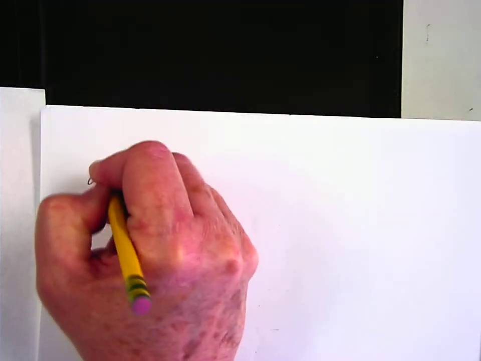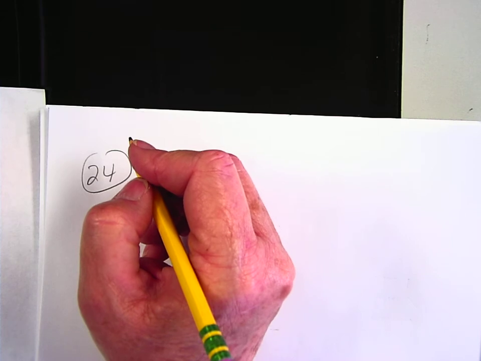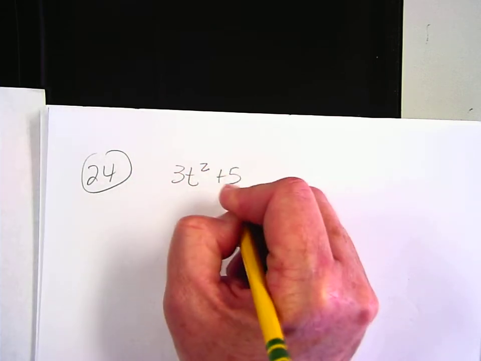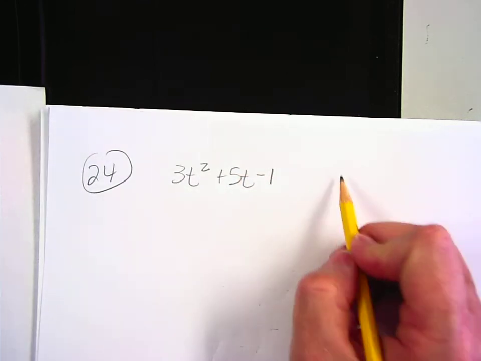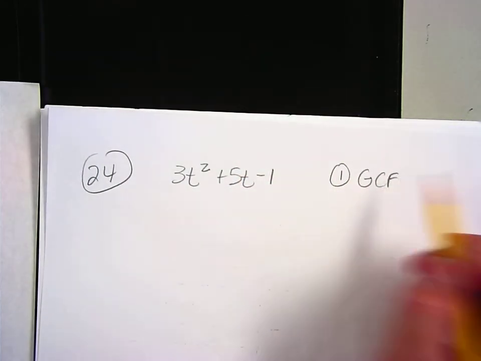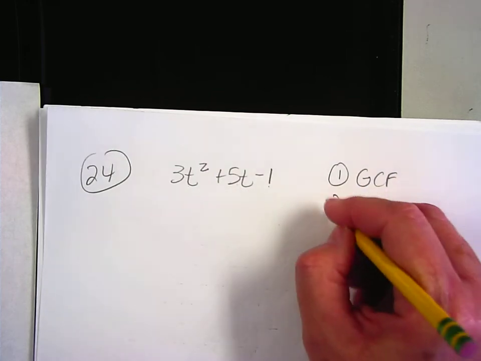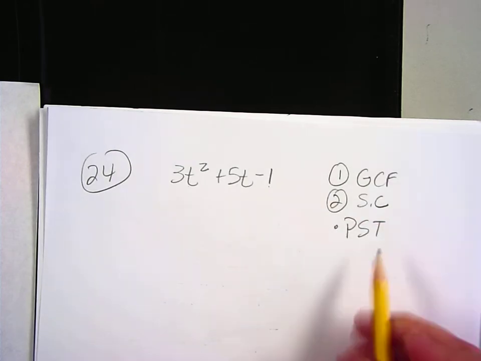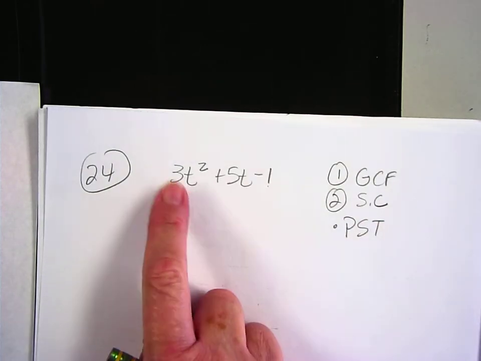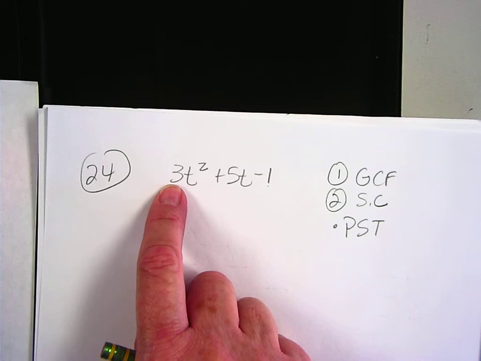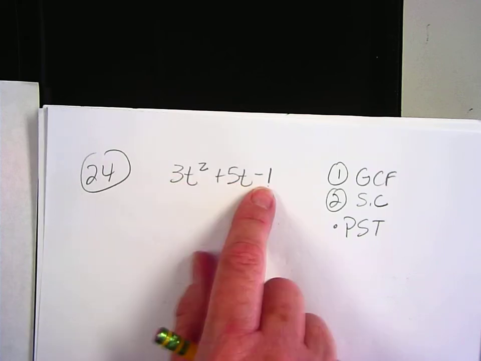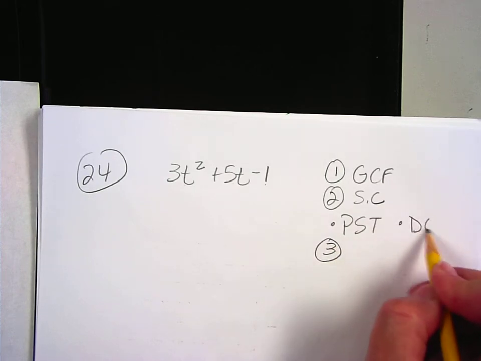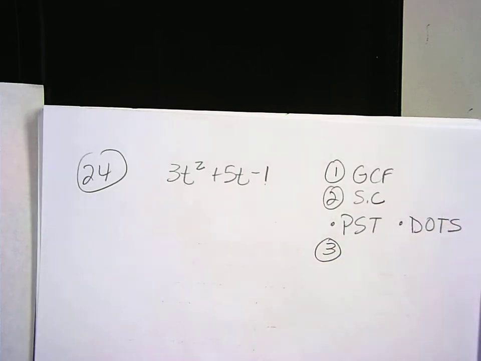Number 24. 3t squared plus 5t minus 1. GCF? Nope. Special cases. Is it a PST? Well, it's a trinomial, but 3t squared is not a square number because 3 is not a square. So it's not a PST. Oops, it's not dots because it's not a binomial. Dots has to be a binomial.